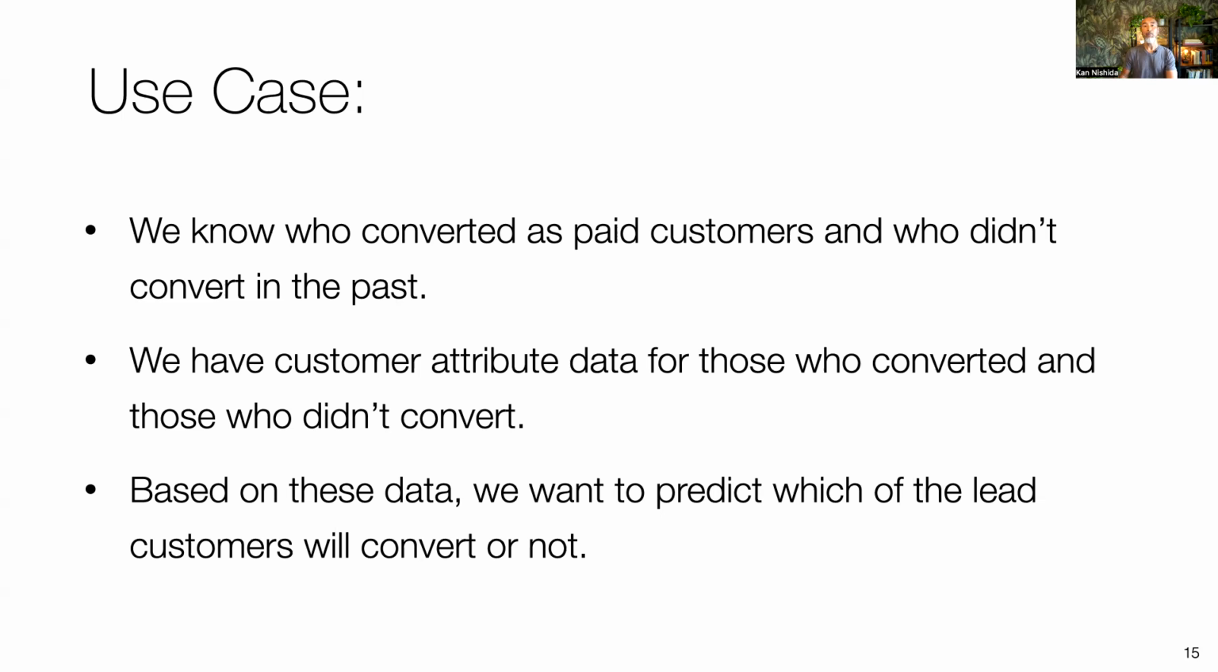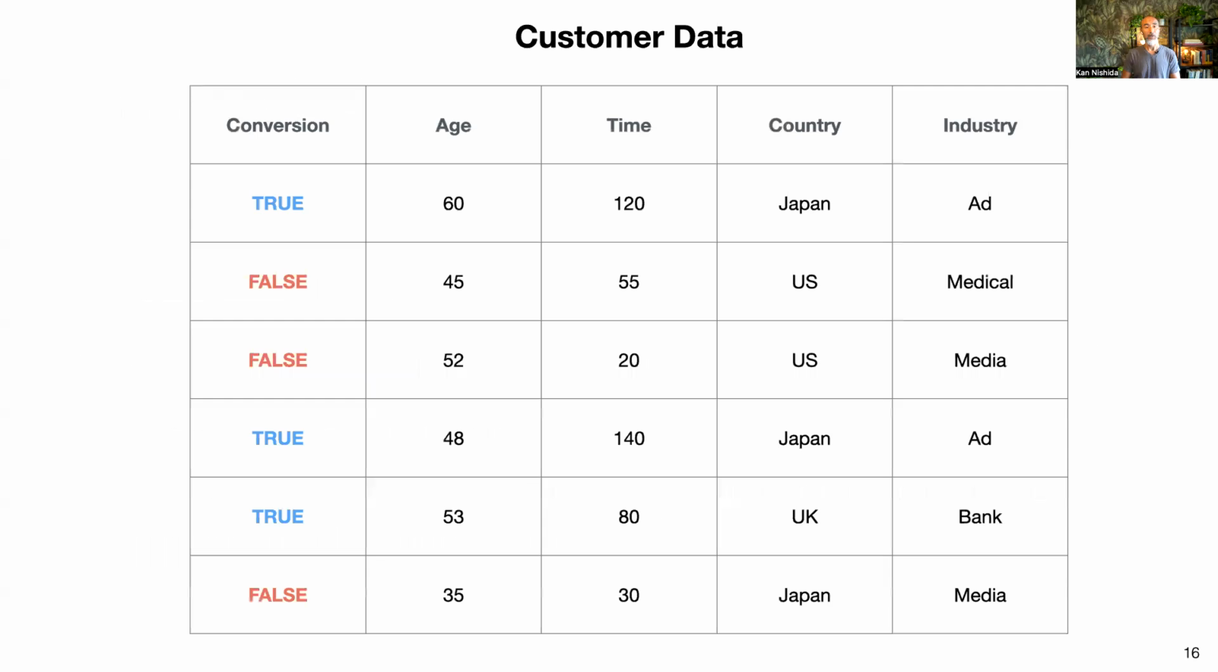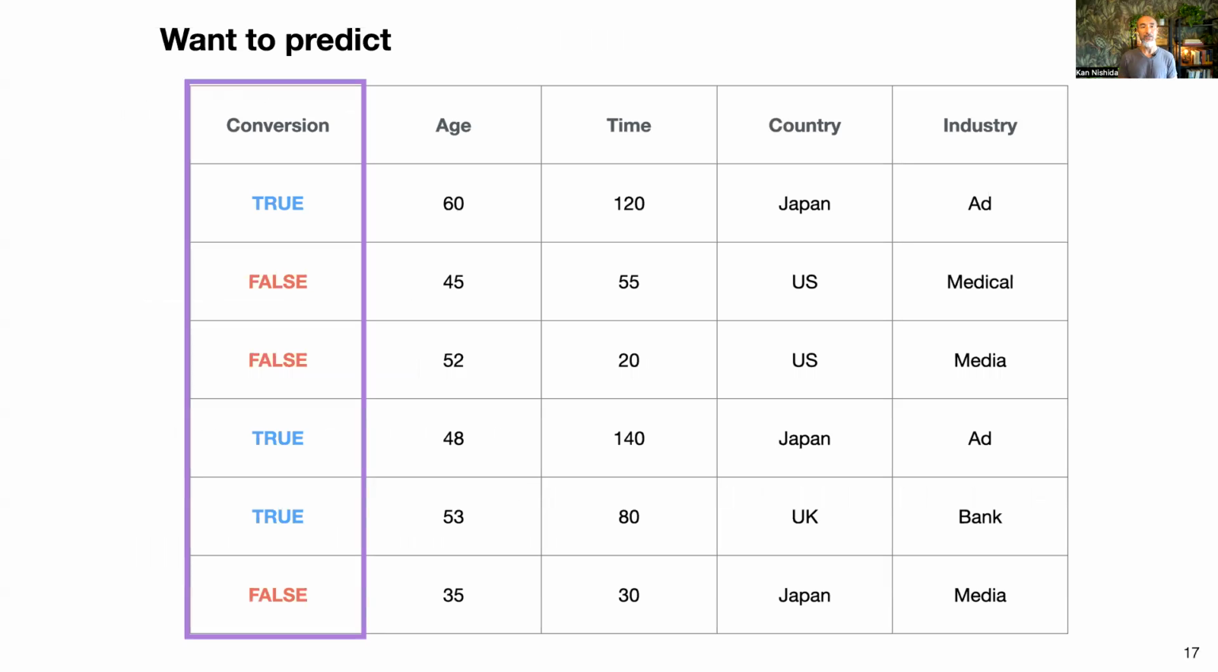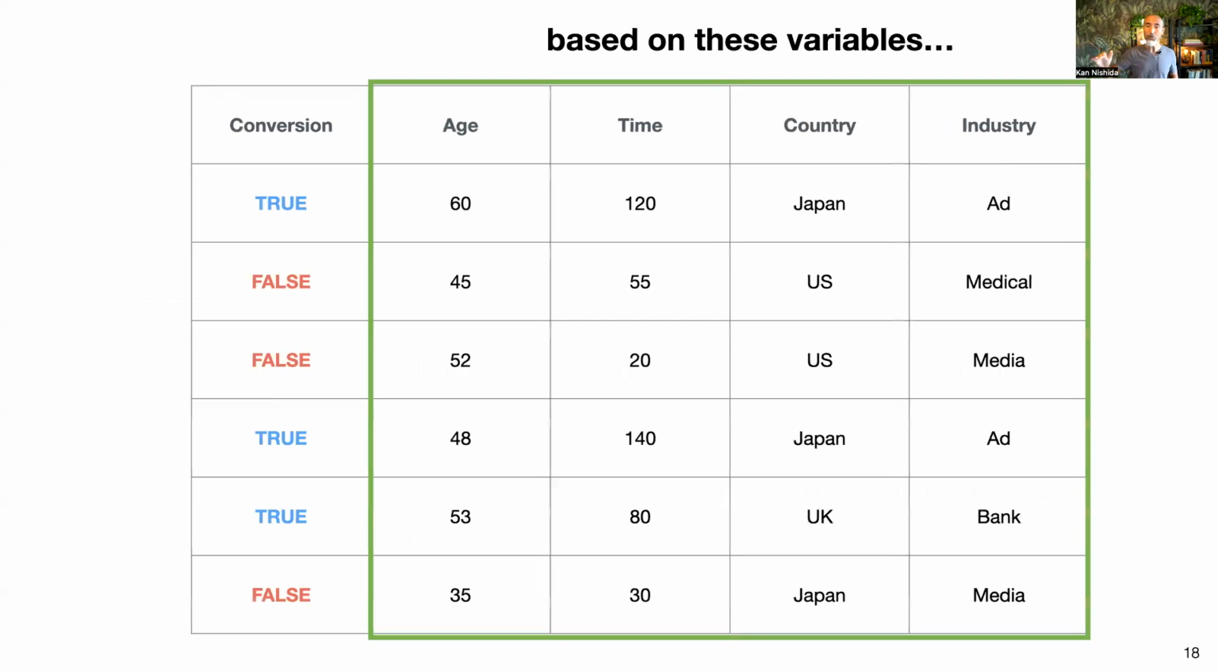Then with that information, you can focus on which lead customers you should focus on or approach in different ways. Okay, so here's the data, that's the customer data. The left-hand side conversion column is the column that we are interested in, that we want to predict. Each row is a customer, and age, time, country, and so on are the customer attribute data.